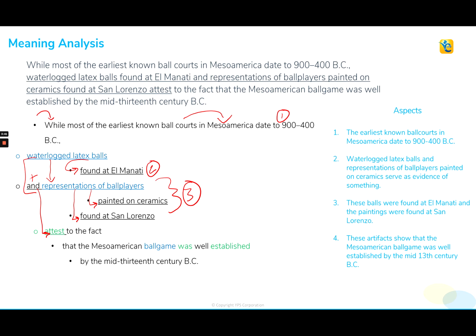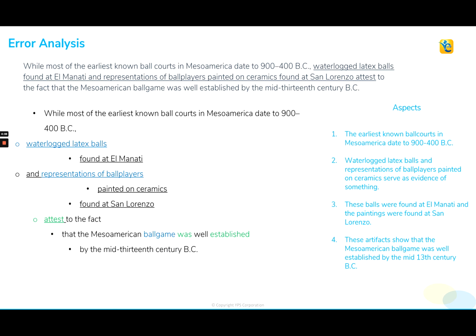And then that fourth piece is that these artifacts show that this ball game was well established by the mid-13th century. So that's this final fourth piece, establishing that contrast before what we thought was when it was originally established versus what we actually know from this evidence. So that meaning is pretty straightforward. So we're going to move into step 2 now, which is that error analysis.